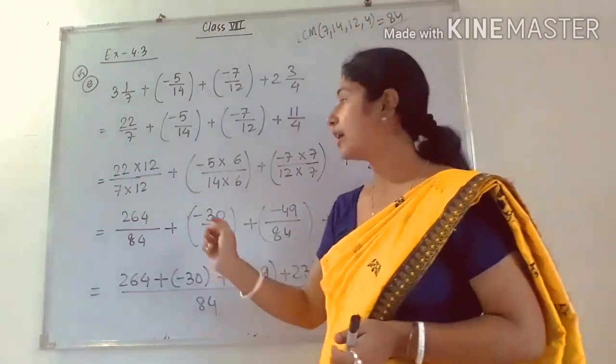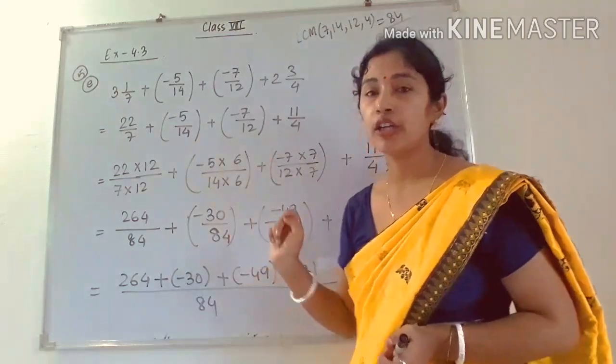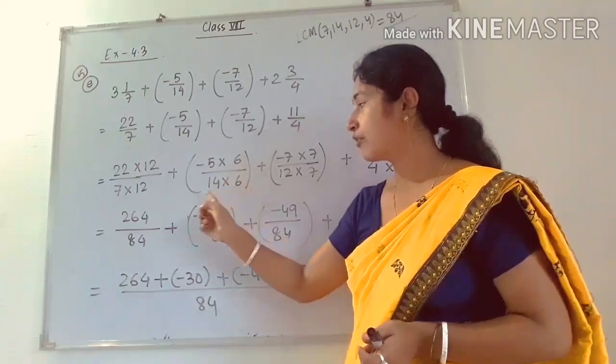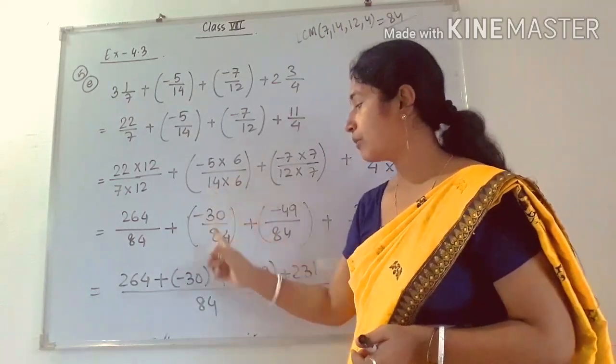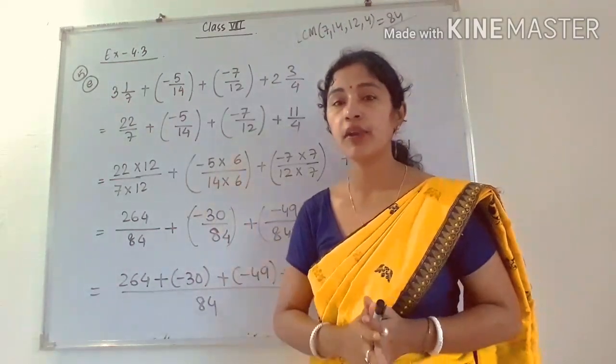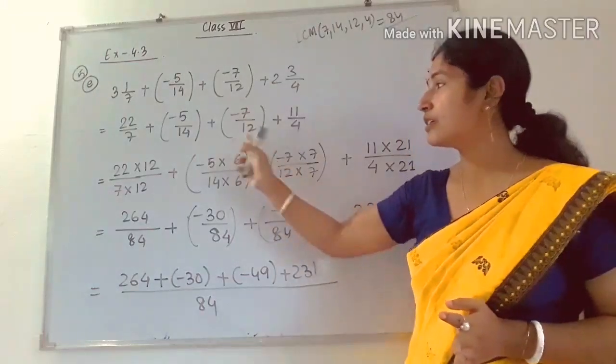Similarly, the next one has denominator 14. Here also I have to multiply with what? 6. If I multiply with 6, then it will become 84. Like that, in the numerator also we have to multiply with 6. Next number is 7 by 12.